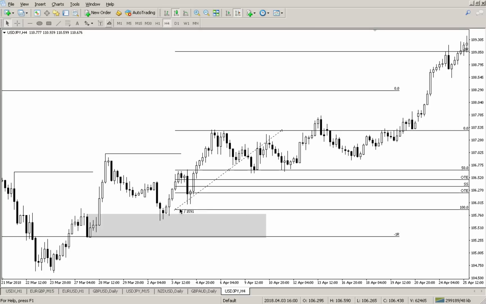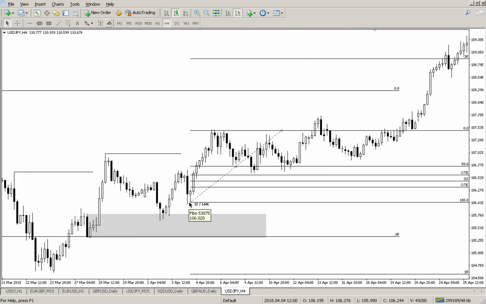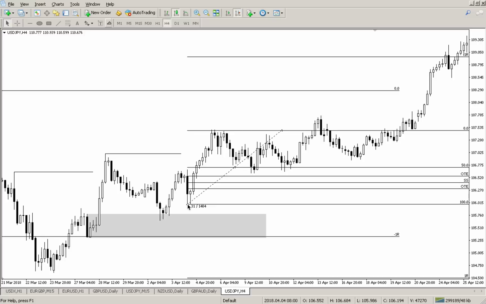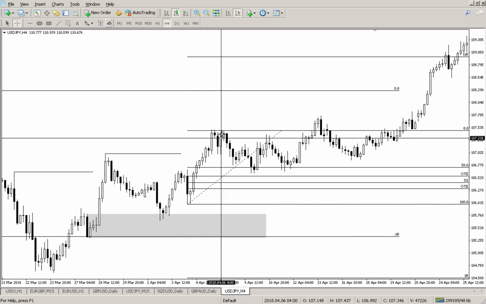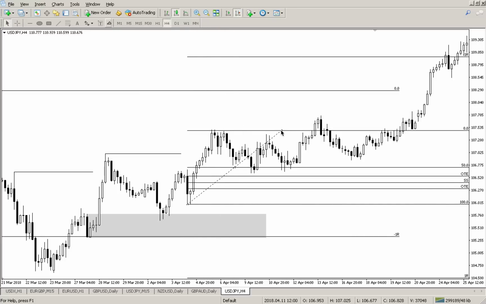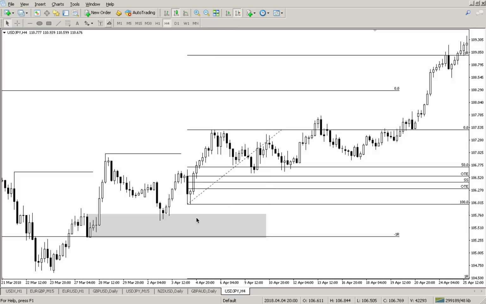Or would we draw it from that structure low to that structure high? Now guys, this is where you want to use a mixture of blocks and Fibonacci levels for these situations. So in this situation, we didn't even get a return to our Fibonacci level, but we did get a return to a block. Alright guys, and this is the key thing.